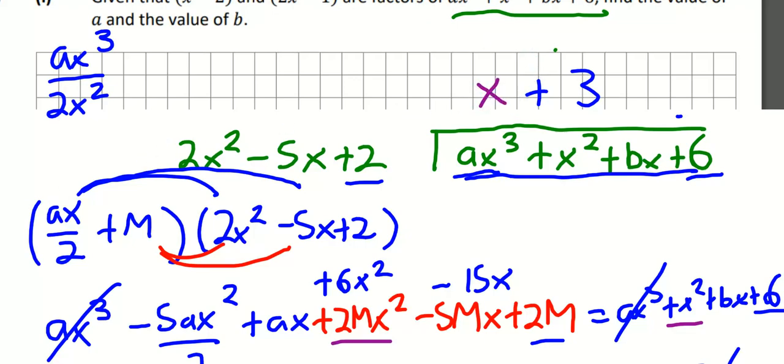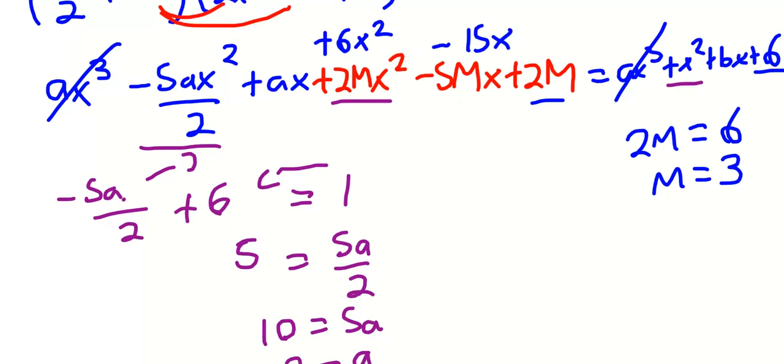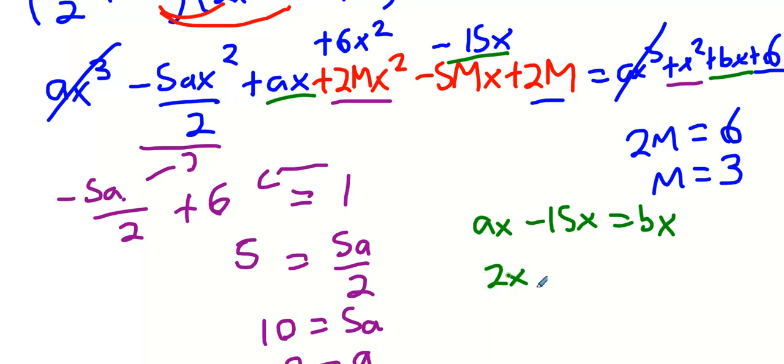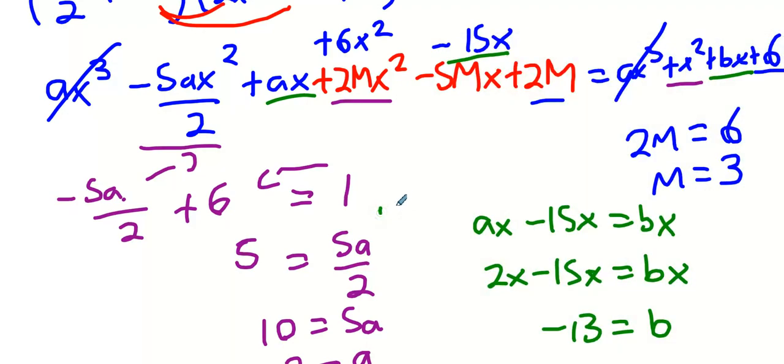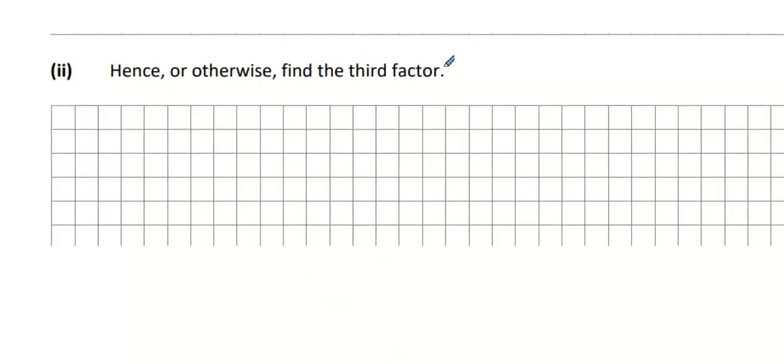Now I have to find the value of b, don't I? So what's the value of b? Which one am I going to work with now? I haven't worked with the x's yet. See the x's? So I'm going to have ax minus 15x is bx. And we know that a is what? 2x minus 15x is bx. The x's don't matter, do they? So b is minus 13. And if you go to part 2 of this question, it goes, hence or otherwise find the third factor. Well, we already know it's x plus 3.